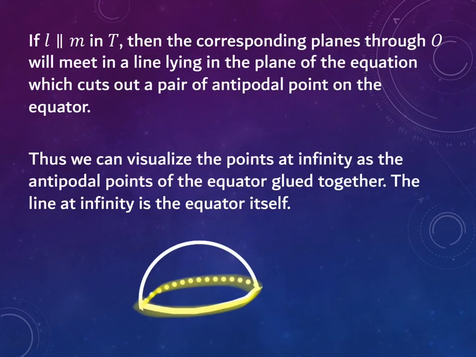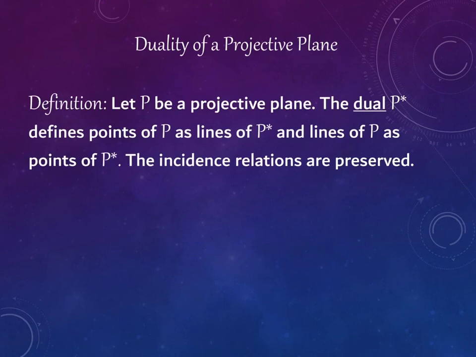All right, I believe this is the last concept that we're going to do in this section. This is called duality. So this is the duality of the projective plane. We're going to let P be a projective plane. The dual is P star, and it defines points of P as lines of P star and lines of P as points of P star. So we're switching the definition of what lines and points are in a projective plane. Lines are now points, and points are now lines.